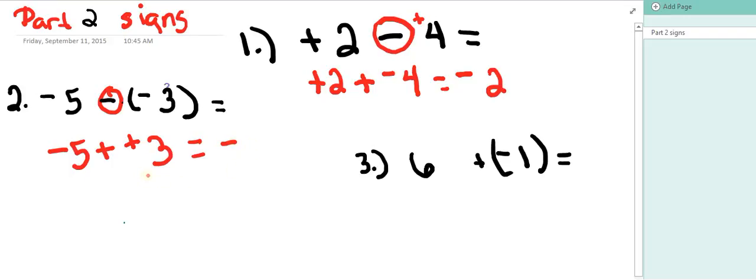Now, I feel like I'm missing one of them, but that's okay. I'll be making some more example problems for you to do in the future.